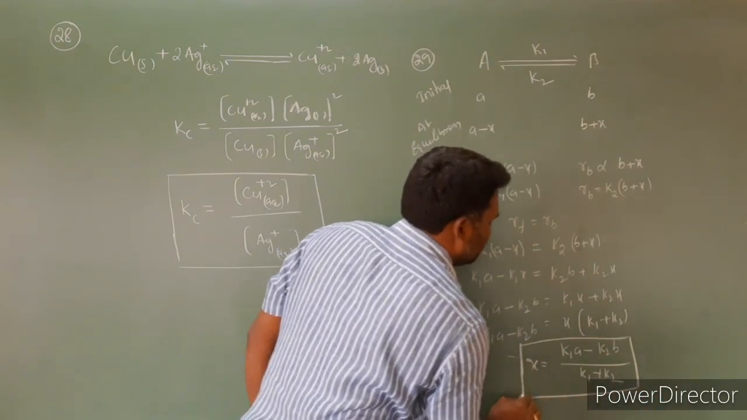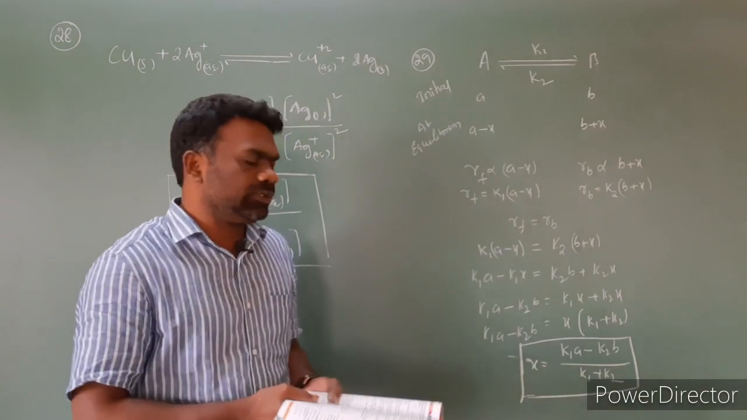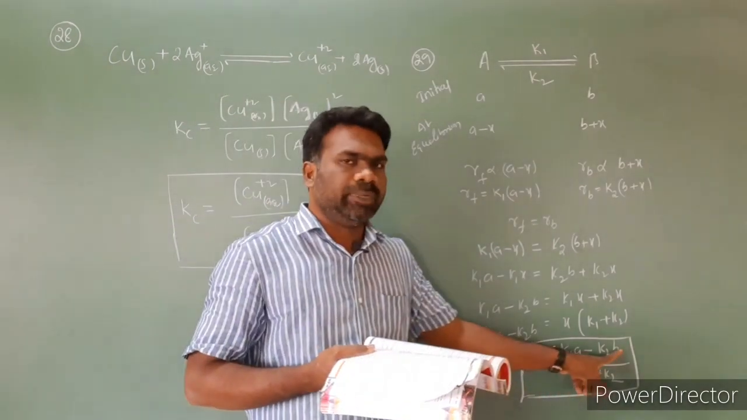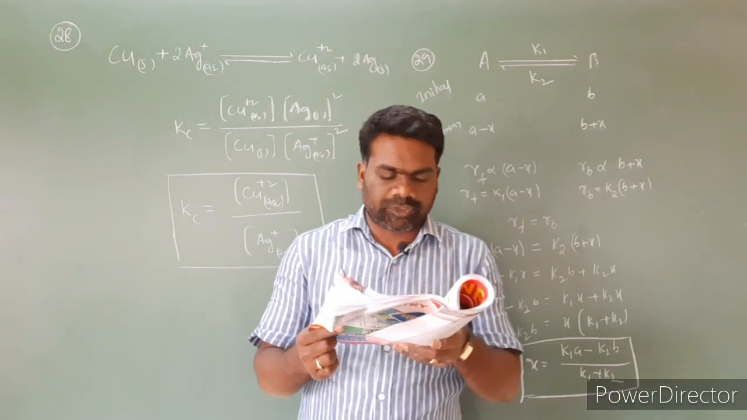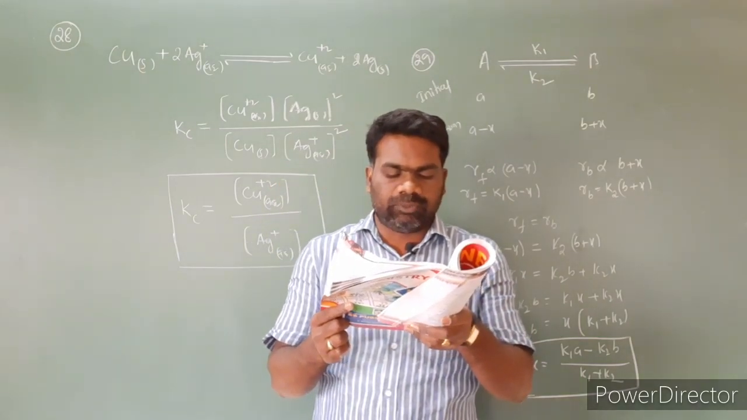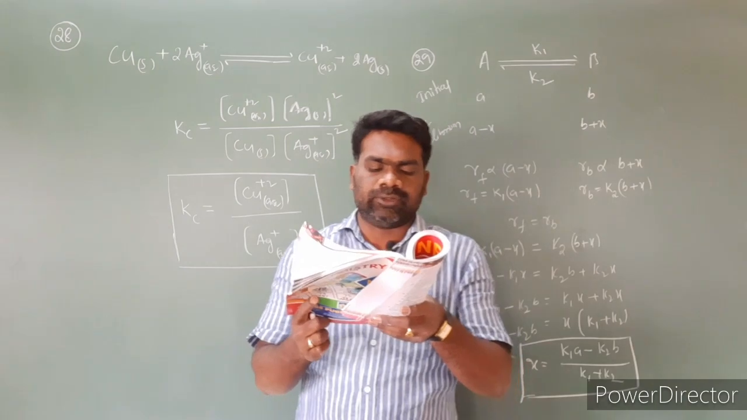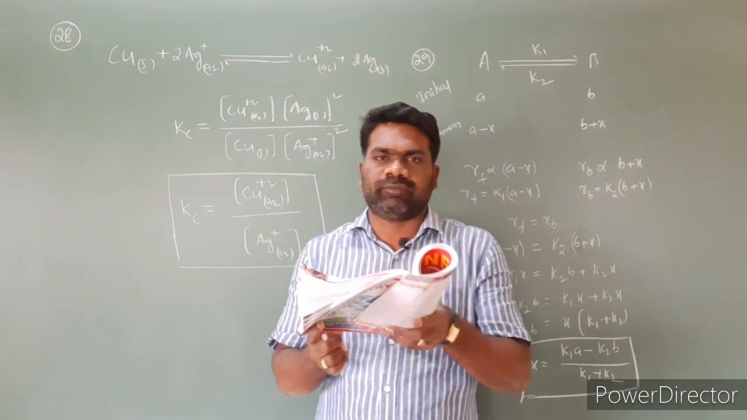So this is the final answer. X is equal to (K1A minus K2B) divided by (K1 plus K2). So look at the options. First option: K1A minus K2B by K1 plus K2. So the answer to question 29 is the first option.